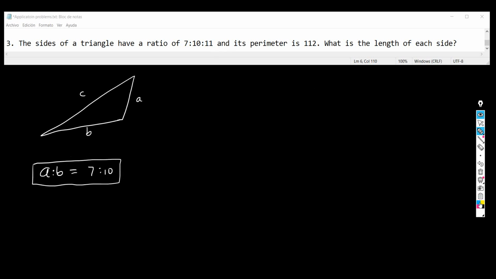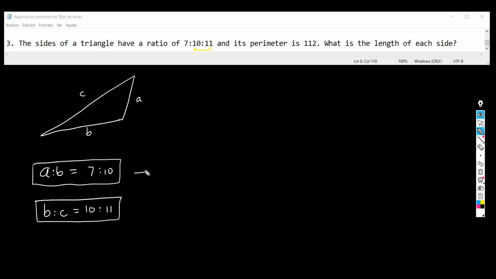And this other part in here tells you that the ratio of the two largest sides is the same as the ratio of 10 to 11. So what are the two largest sides? B and C. So now we know that the ratio of B to C is the same as the ratio of 10 to 11. You see, like so. And we have another equation.